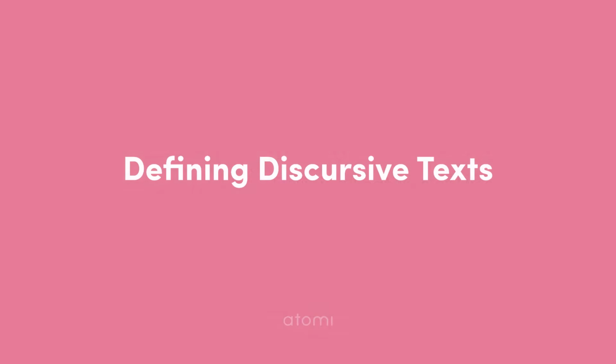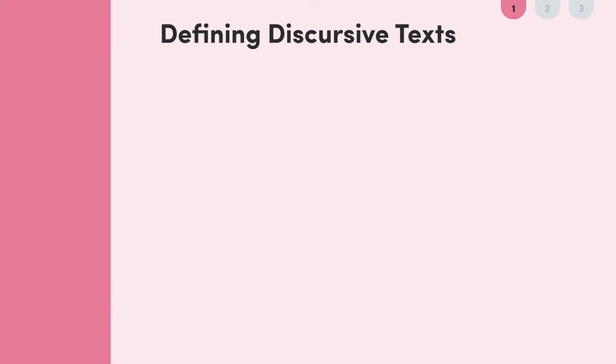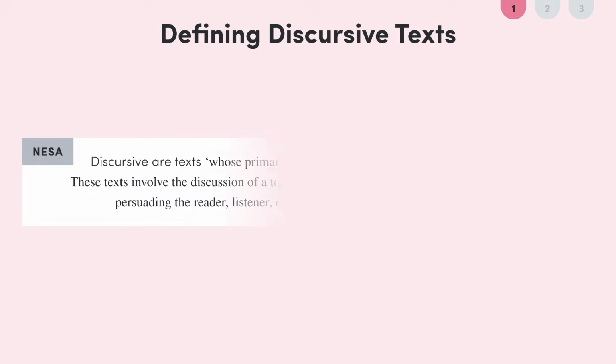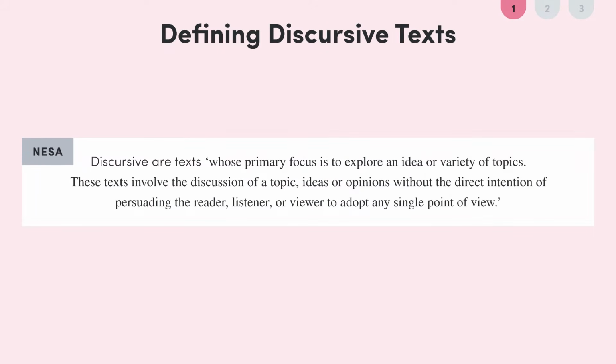Let's start by defining what a discursive text is. The Nessa Glossary offers us a helpful starting point and defines discursive as texts whose primary focus is to explore an idea or variety of topics. These texts involve the discussion of a topic, ideas, or opinions without the direct intention of persuading the reader, listener, or viewer to adopt any single point of view.